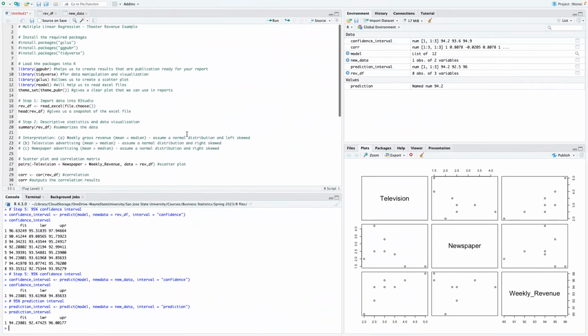So I hope this was helpful, and I hope everyone is able to learn something and practice with this data. And you can find more data online to help you practice and improve your skills on how to use R for regression analysis.